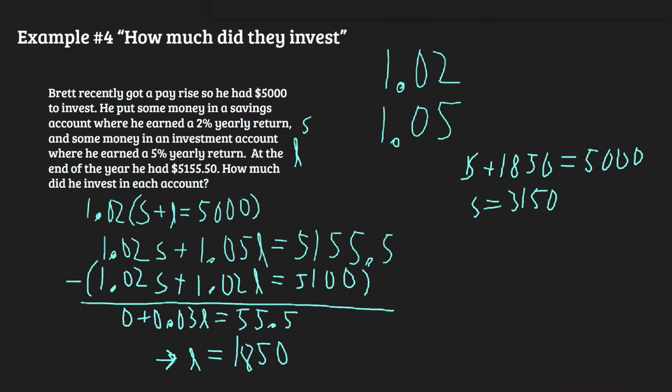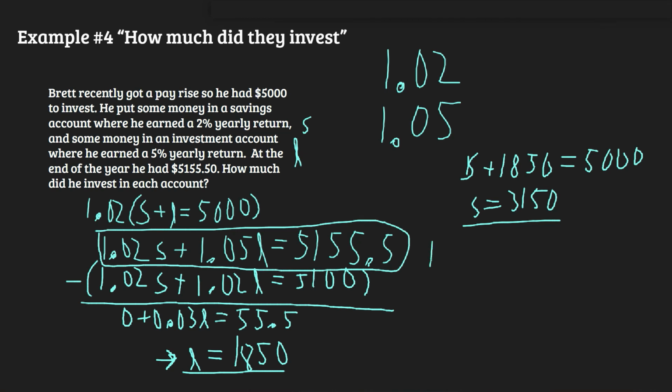And now that I found those two, the smaller and the larger, I'm going to plug those into the second equation we had here, which was this equation right here. Just to make sure all the numbers work out. So 1.02 times s, which is 3,150, plus 1.05 times L, which is 1,850. And I should get 5,155.50.